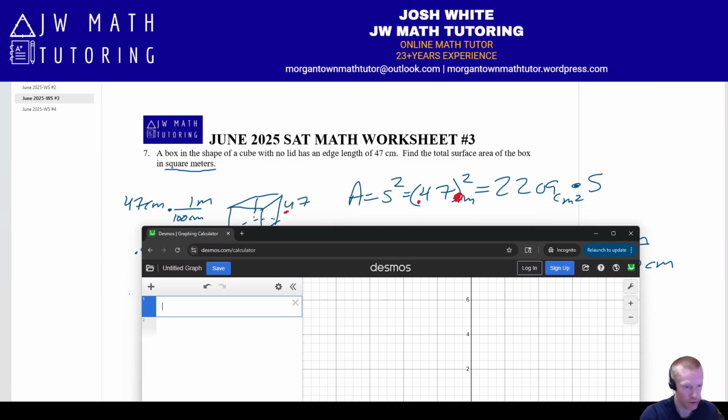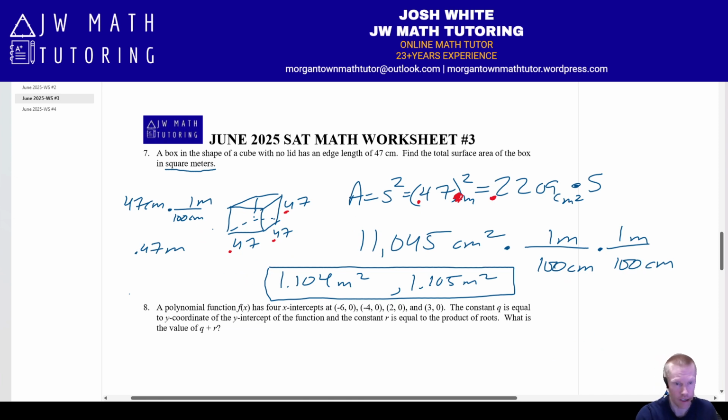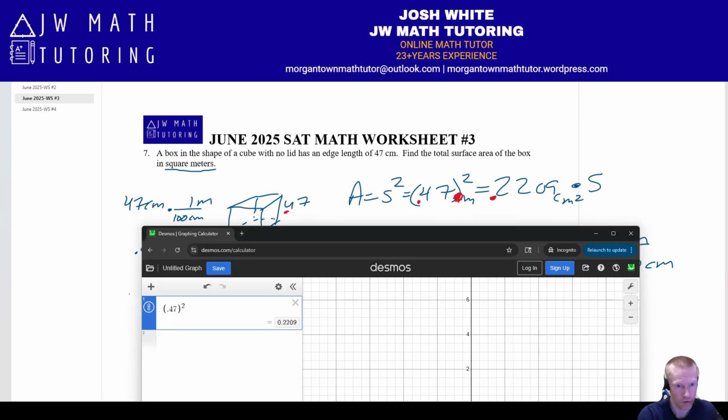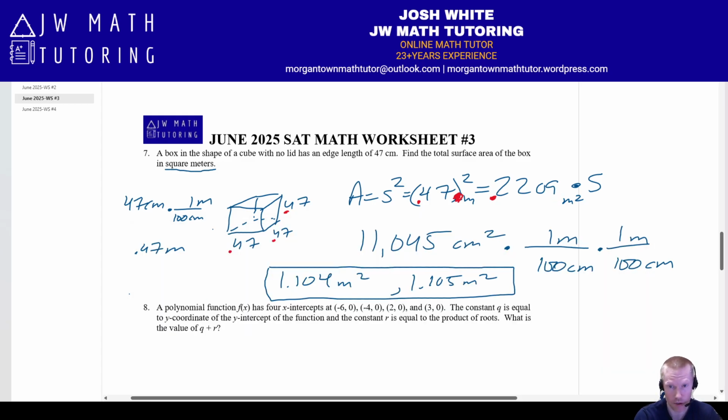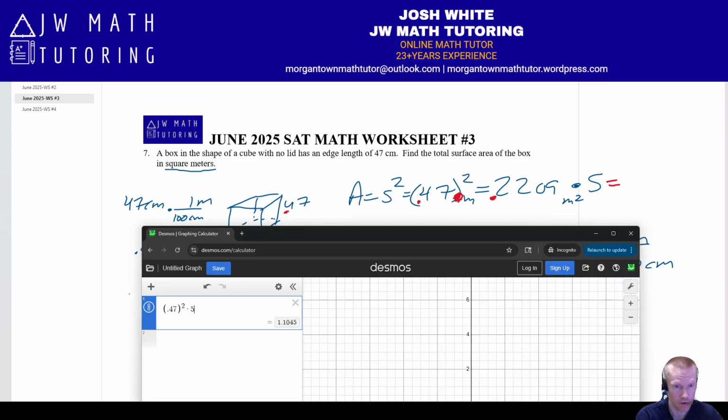So what you would get is 0.47. We can square that. So notice now instead of 2209, it's 0.2209. Okay, so we would have 0.2209. And then we could multiply that by 5, again going through the same process. All right, and now essentially we're done because, just get rid of this, this is 0.2209 meters squared. Since we're already in meters squared, now we're done. You know, this is the answer that we're looking for, the 1.104 or 1.105 for our final area, total surface area of this box with no lid.